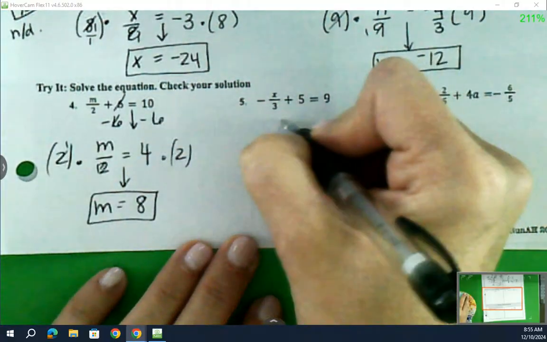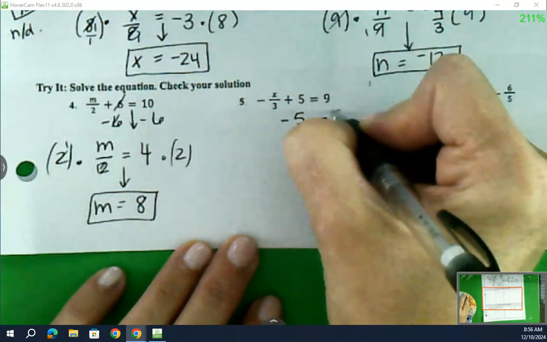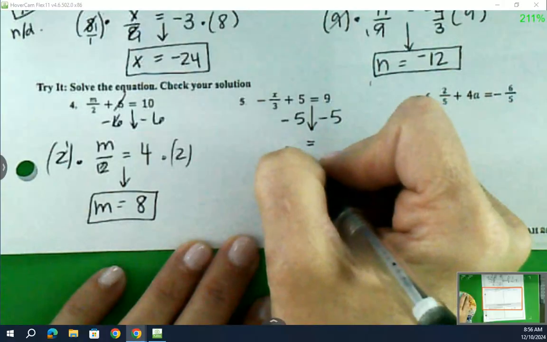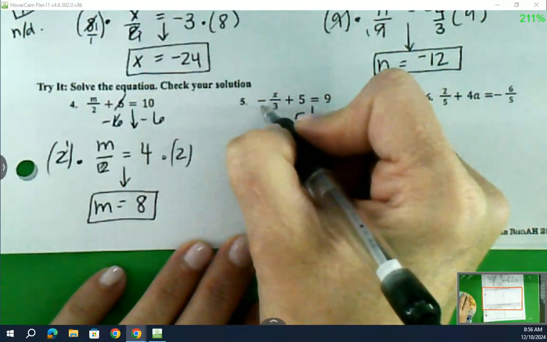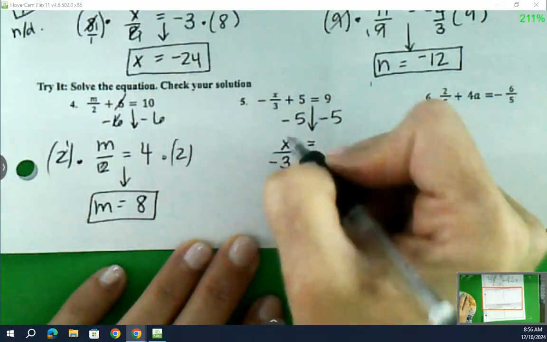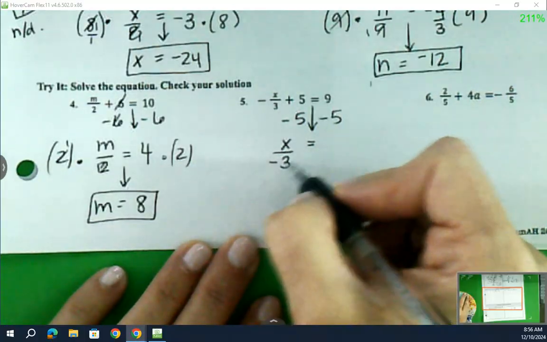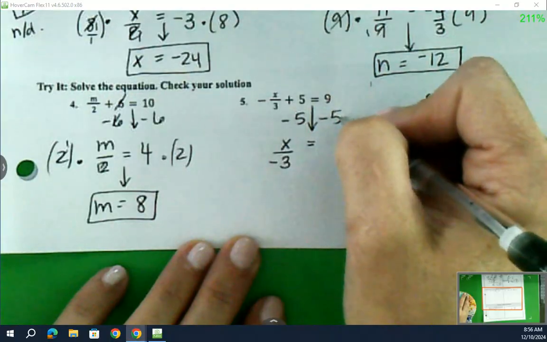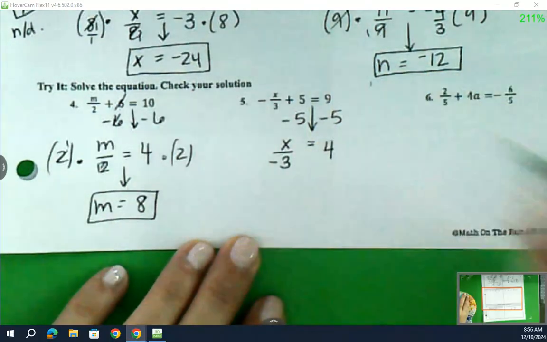Okay, for number 5, we're going to subtract 5 from both sides first. Always do your adding and subtracting. And we have x over, we have a negative here. I'm going to put the negative in the new denominator because that's the number I want to undo. And then that way I have x by itself. 9 minus 5 is 4.